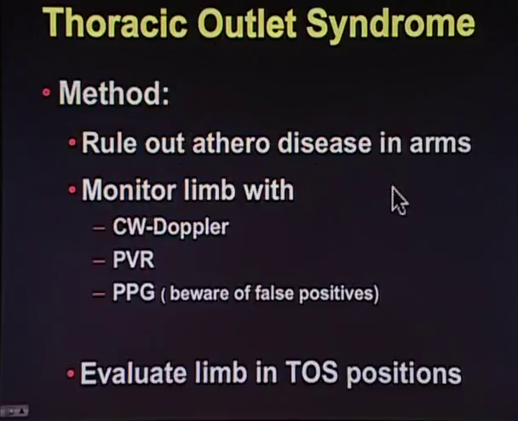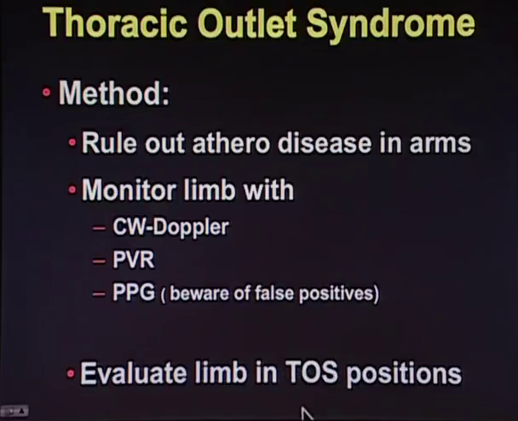Now the methods are, again, to rule out atherosclerotic disease in the arm, as we talked about initially. Then we can monitor the limb, whether the fingers or the wrist, with either continuous wave Doppler, pulse volume recording, or photoplethysmography. I'll come back to this warning in just a minute: beware of false positives with this PPG method. We evaluate the limb in different thoracic outlet positions.